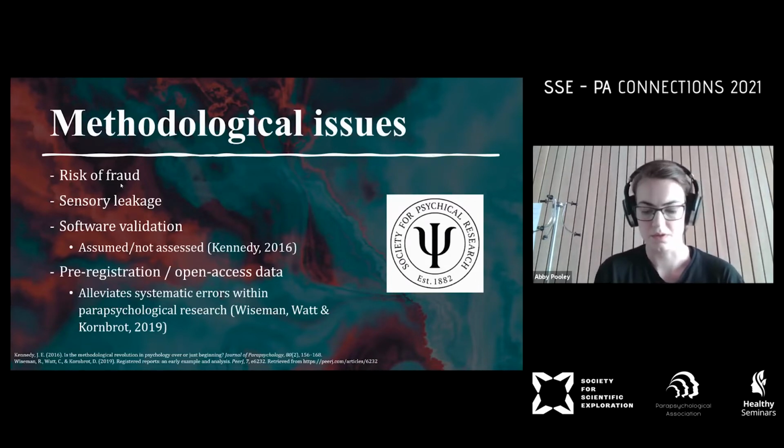And something Caroline briefly mentioned before: pre-registration of studies alongside open access data, such as the Society for Psychical Research. It's becoming more commonplace in parapsychology, and psychology is slowly picking up, but these help alleviate systematic errors, such as not identifying confirmatory or exploratory hypotheses in advance of the data collection, and it allows researchers to be open to critique before the study commences, so these can be corrected.